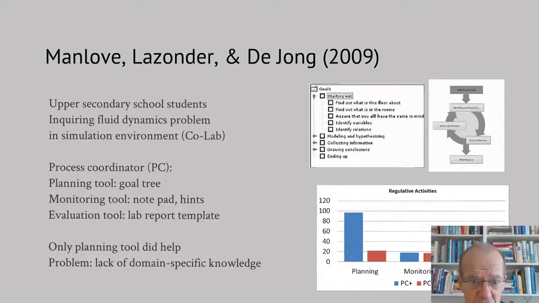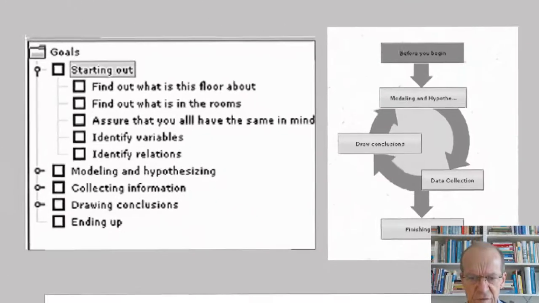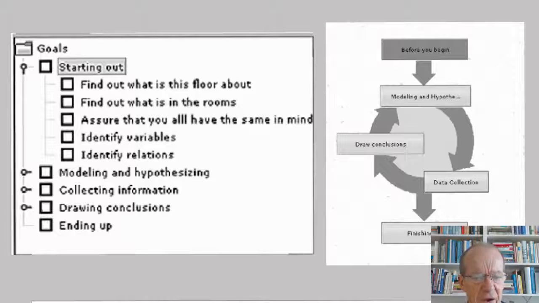The environment has been equipped with what was called a process coordinator, which is basically a metacognitive or self-regulation support tool. It consisted of three tools: the planning tool with a goal tree. As you can see in the top left panel, I don't know whether I can focus. Yes, I can focus into that, where you can see that there is a goal tree with all kinds of important steps to take in order to carry out a simulation experiment.